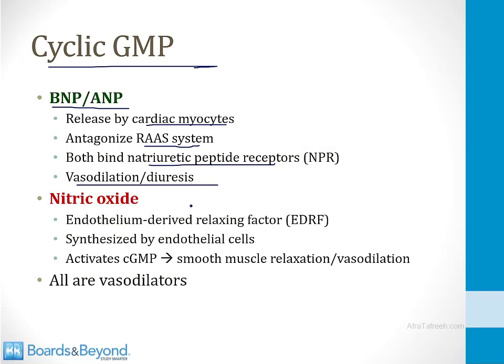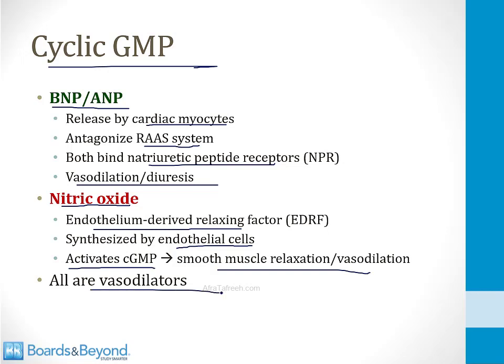The other substance that functions through cyclic GMP is nitric oxide. I discussed this in the musculoskeletal section in the video on smooth muscle, but by way of review, nitric oxide is also called EDRF, or endothelium-derived relaxing factor, and it gets its name because it's synthesized or derived from endothelial cells, and it causes smooth muscle relaxation and vasodilation. And the way it does this is by increasing the levels and activating cyclic GMP inside of cells. So a cyclic GMP system is used only by these substances shown in this slide. If you want a way to remember them in your mind, they're all vasodilators.